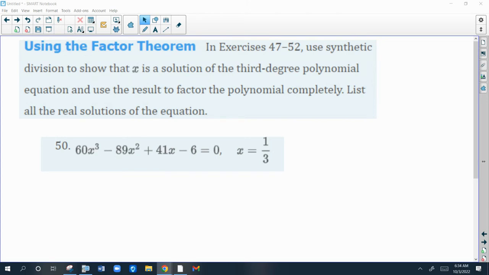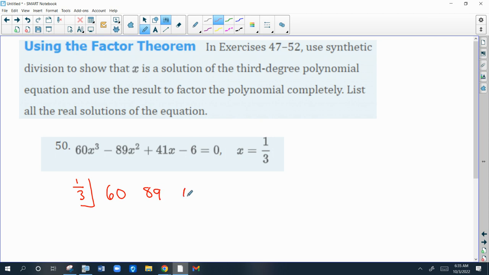All right, so now we're going to use synthetic division to factor a polynomial given this zero here. It says we need to show that x = 1/3 is a solution to this equation, which means since this equation equals zero, it's a zero. So for synthetic division, we need to run this 1/3 through synthetic division, with 60, -89, 41, -6, and show that we get zero. And it says it is a zero, so we should get zero here.